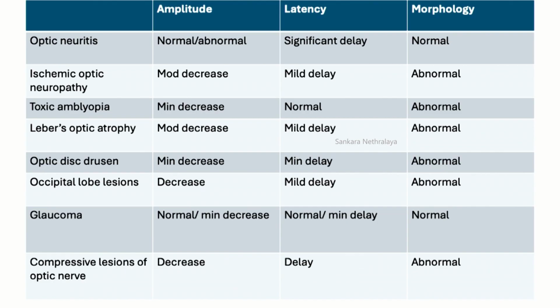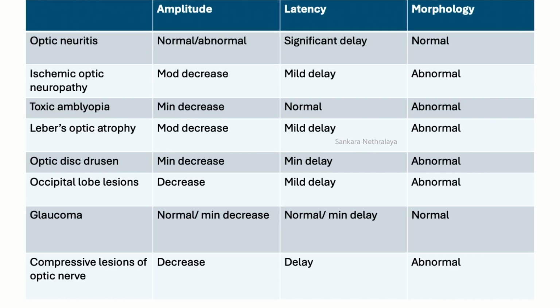ischemia. So there, you get a moderate decrease in amplitudes, very mild delay, and morphology can be abnormal, okay. Toxic amblyopias, again there is a minimal decrease in amplitudes, latency is usually normal, and an abnormal morphology. Leber's optic atrophy is almost the same, except that the amplitude can be a little more affected than in toxic amblyopias. Here we are all looking at acute condition. Given sufficient delay, by 1 year, 2 years later, when they come with optic atrophy, the picture can change.